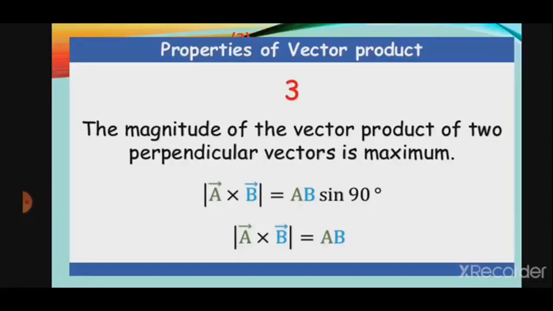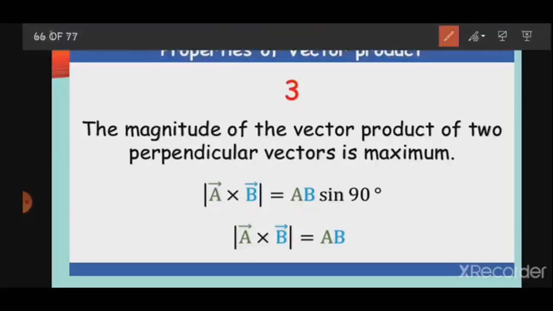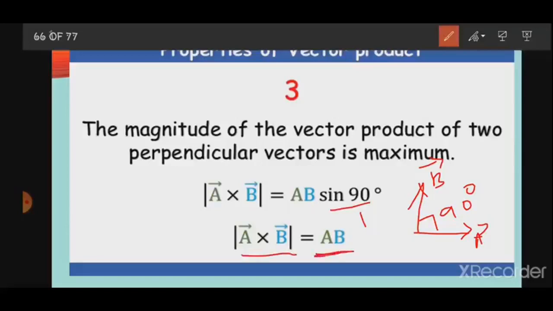So both vectors act perpendicular to the direction. Now see, we can take two vectors, A vector and B vector, with an angle of 90 degrees between them. Now substitute the relation: sin 90 is equal to 1. Therefore the modulus of A vector cross B vector is equal to AB.